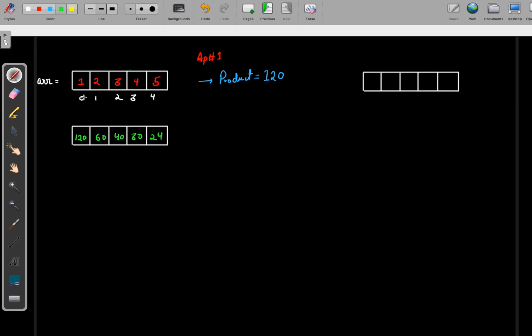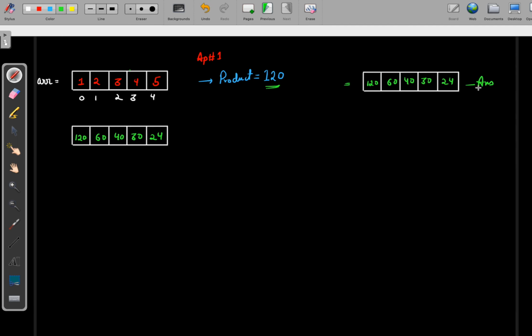And if I divide by each number, right? If I am dividing this product by each number, it will give me 120 here, then divided by 2 will give me 60, then divided by 3 will give me 40, then divided by 4 will give me 30, and then divided by 5 will give me 24. And yes, the answer seems to be correct. This can be one answer.